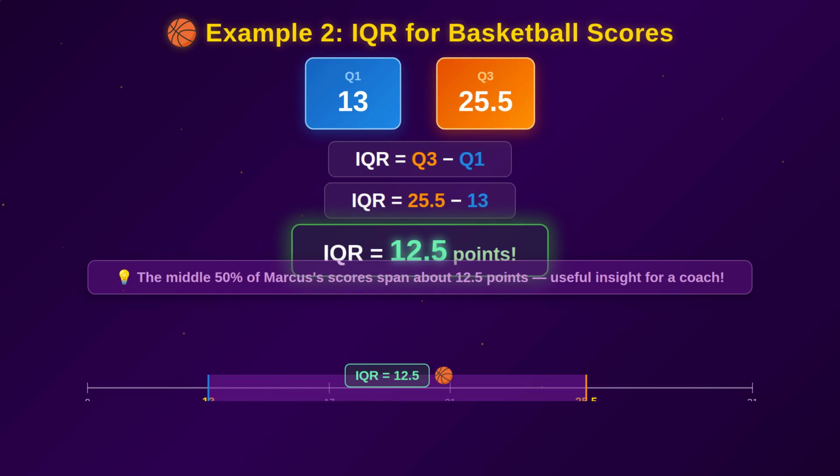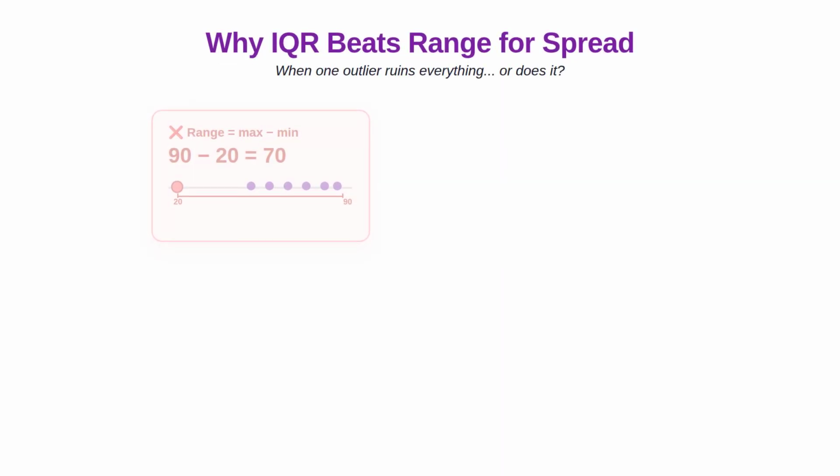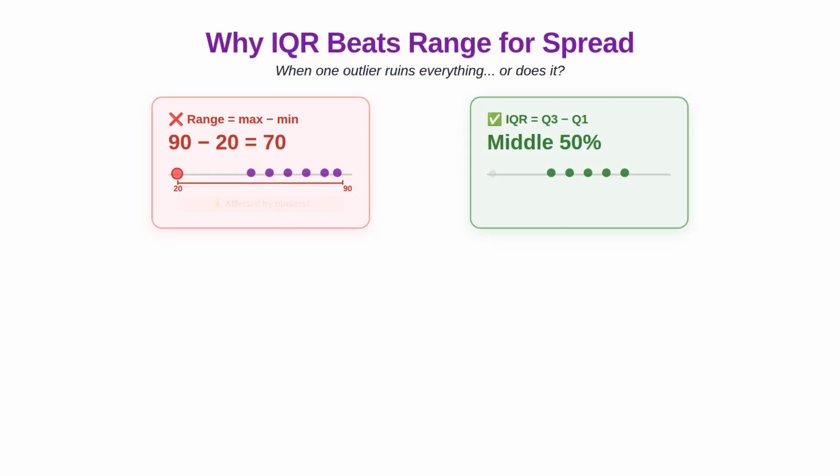Marcus thinks about what this means. In the middle 50% of his games, the point range spans about 12.5 points. That's actually a useful insight for a coach. Marcus is now starting to see why statisticians love the IQR.